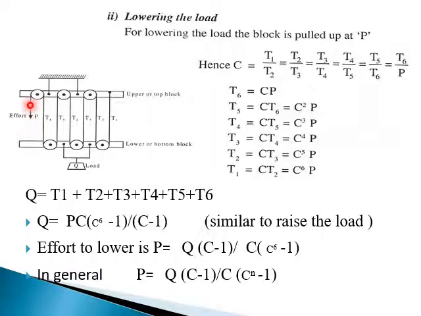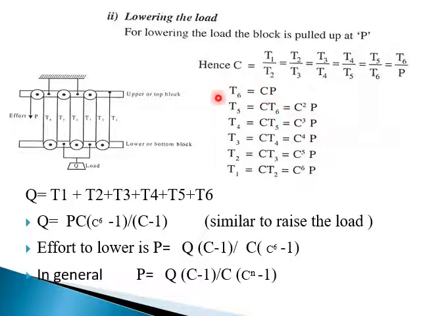So instead of putting the effort at P, what we do is we just loosen it. Okay, so we can rewrite the coefficient of the tensions in the way as shown. It is C is equal to T1 by T2, T2 by T3, T3 by T4, T4 by T5, T5 by T6, T6 divided by the P.